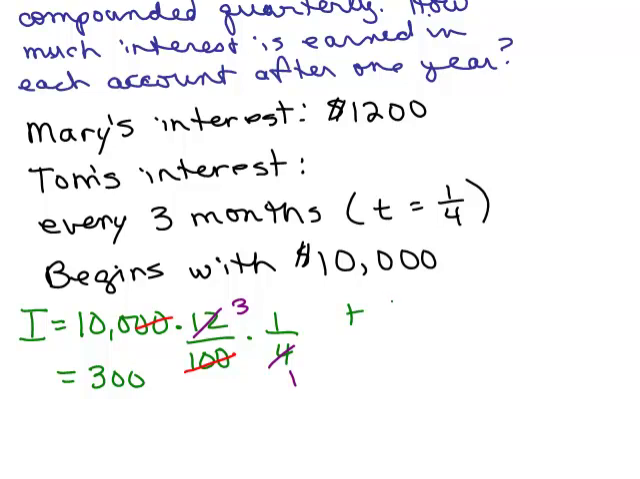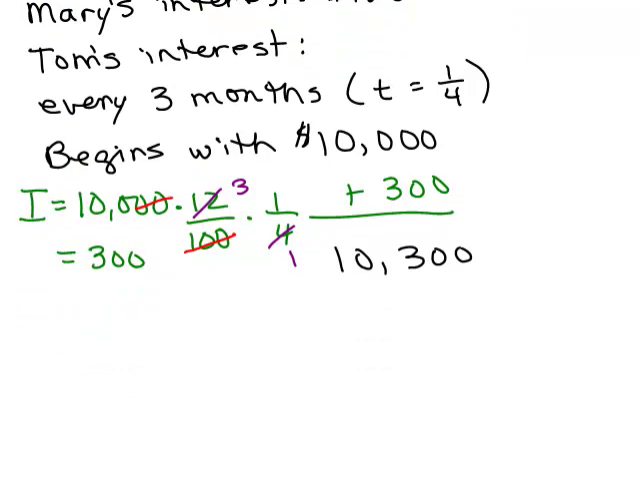So what happens? After 3 months, he now is going to have $10,300 in the account. So in 3 months from then, you're going to have to compute 3% of this. Okay? So this is after 3 months, right? After 3 months' time, or 1/4 of a year. All right, so this is the beginning.